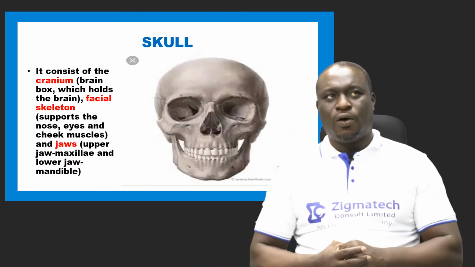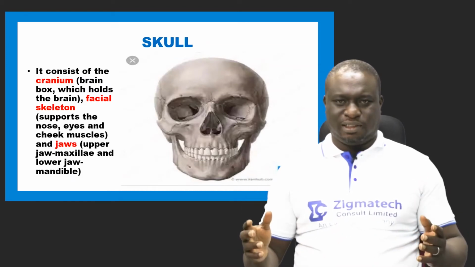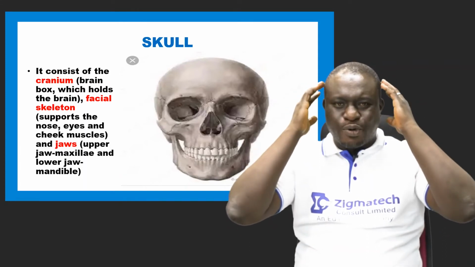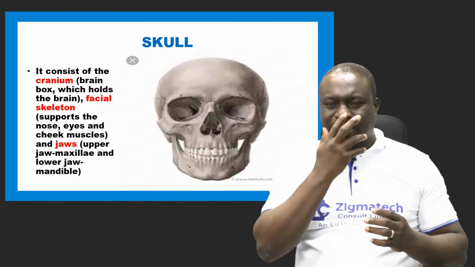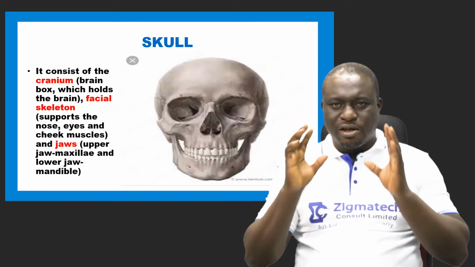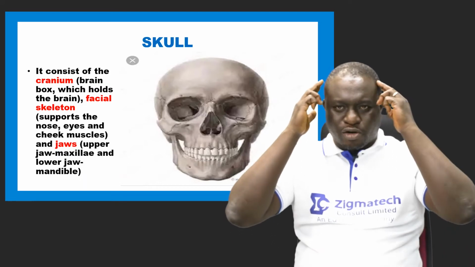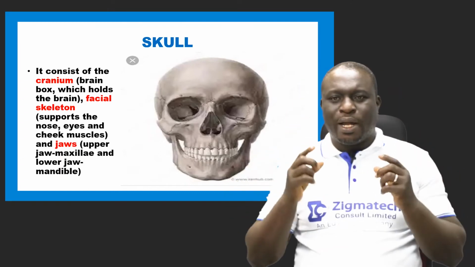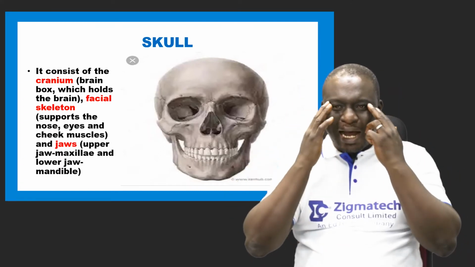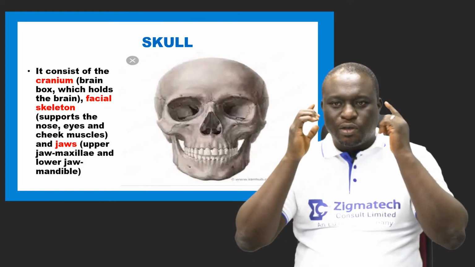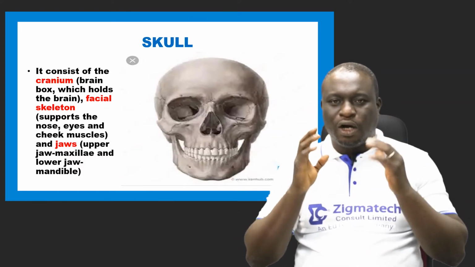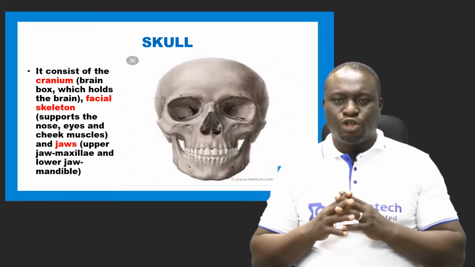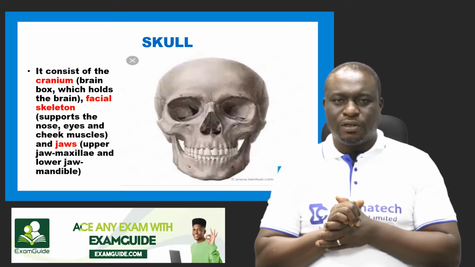Now, starting with the skull. The skull consists, as you can see on the screen, of the cranium, which is known as the brain box. It consists of facial skeletons, and then it consists of the jaws. Three important parts of the skull: the cranium, which is also known as the brain box, which protects the brain. We have the facial skeleton, which includes the eye sockets, the nasal sockets, the cheek where it is being attached, and so on. And then we have the jaws, which is the upper jaw and the lower jaw, the maxillae and the mandibles. Is that okay?